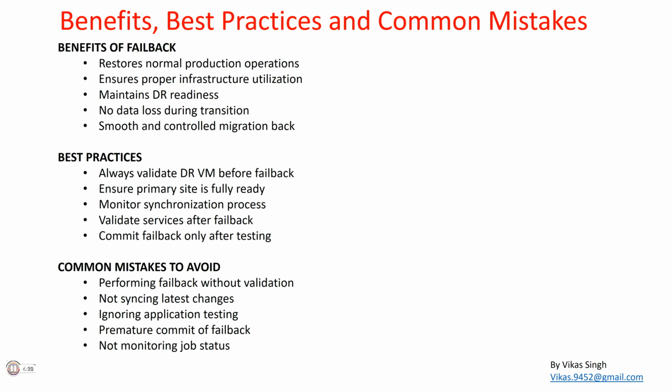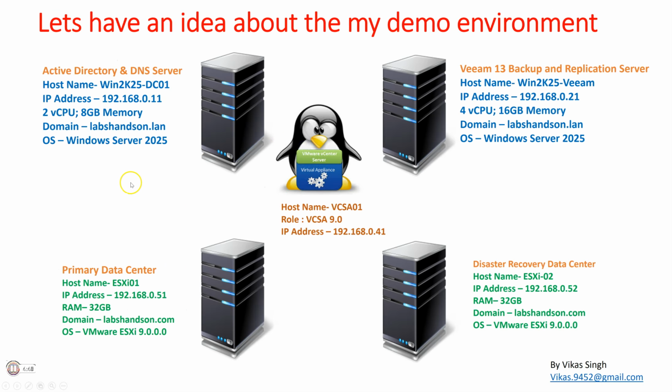Then there are common mistakes to always avoid, such as performing failback without validation, not synchronizing the latest changes, ignoring application testing post failback, premature commit of the failback environment, and not monitoring the job status. So these are some practices. Quickly, what we are going to do: this is my lab environment.